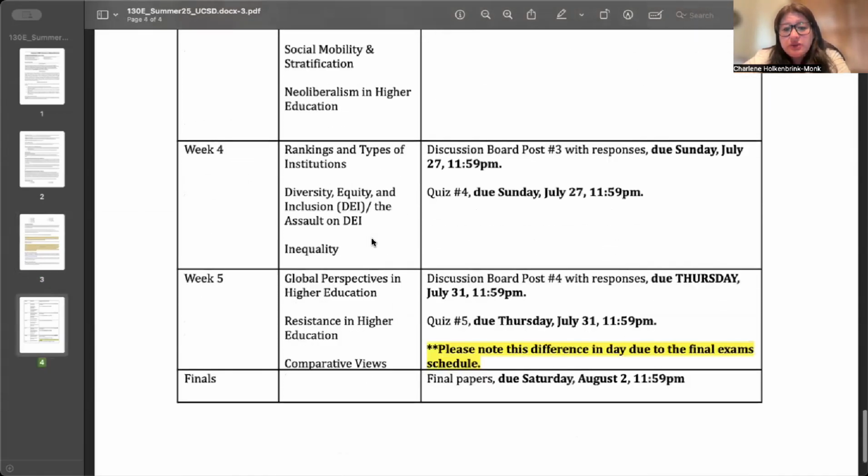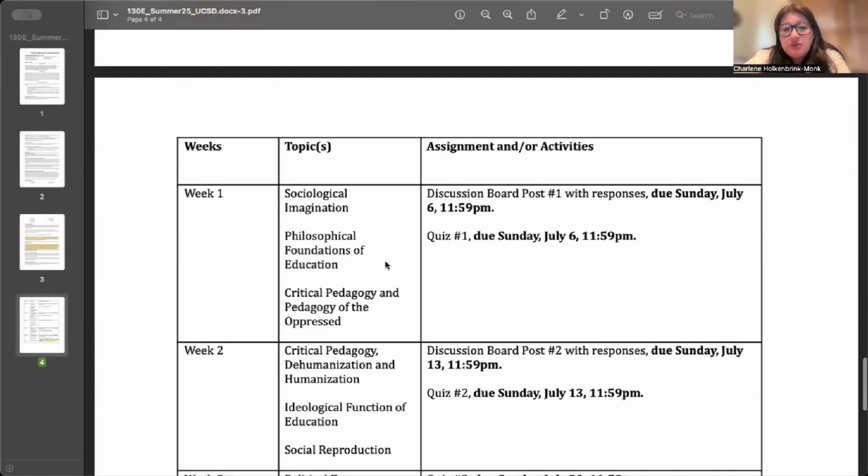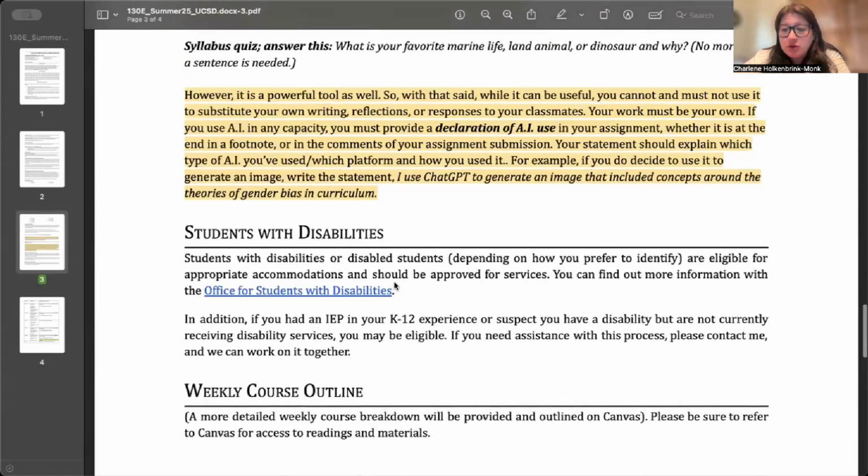And then lastly, this is your weekly course outline, which you can pull up on your own. The due dates will also be listed in Canvas for you, and you have access to this syllabus. So what we're going to do now is we're going to go through a little bit about how to navigate Canvas.